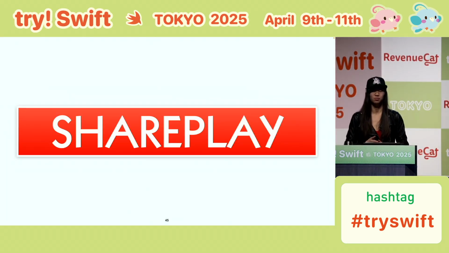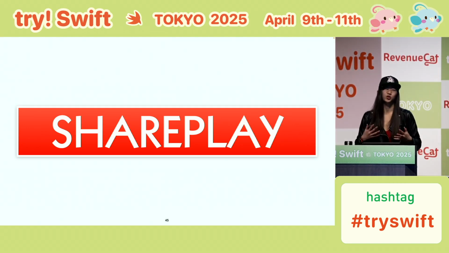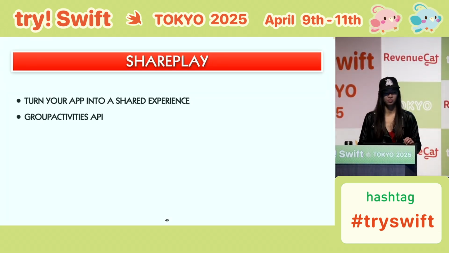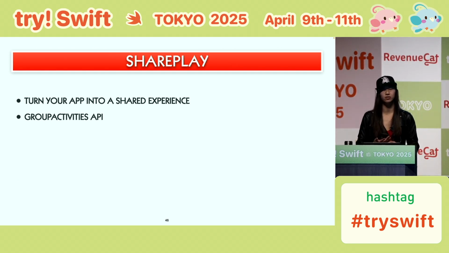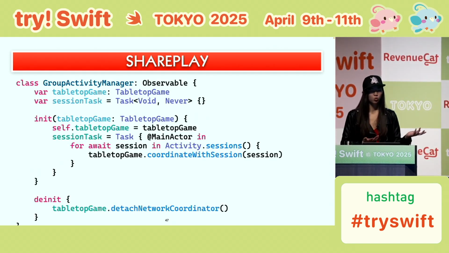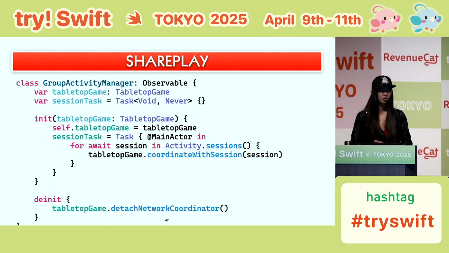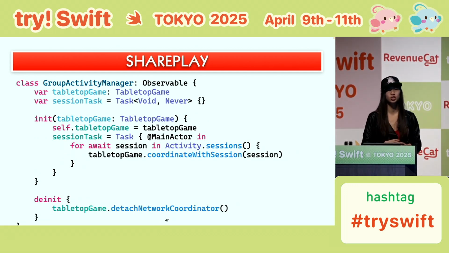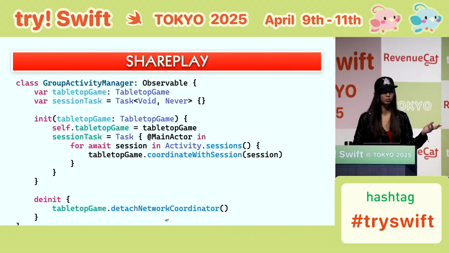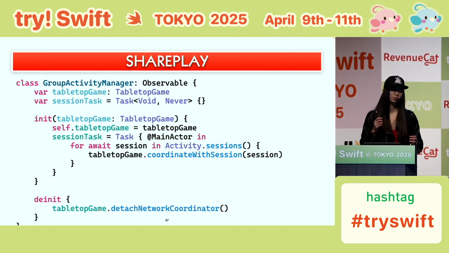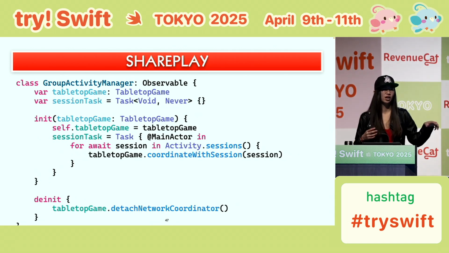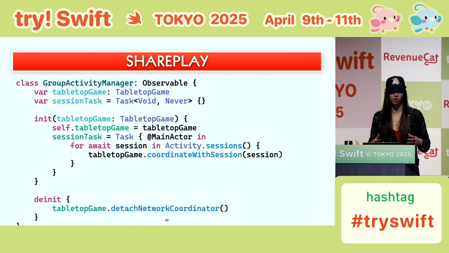Let's talk about SharePlay, because playing games is fun, but visionOS is made so that you can interact with others and play games with others. So it turns your app into a shared experience, and SharePlay uses the Group Activities API. We can define a class called Group Activity Manager and conform it to Observable. Notice we're conforming to Observable as opposed to using the Observable macro because we want to track the changes in this class, but we don't want it to re-render our view because we're letting RealityKit handle all of that. So this observes everything without constantly refreshing anytime anything changes.